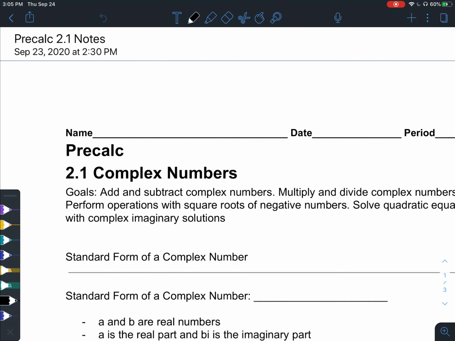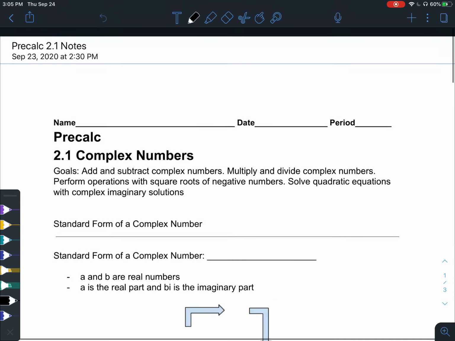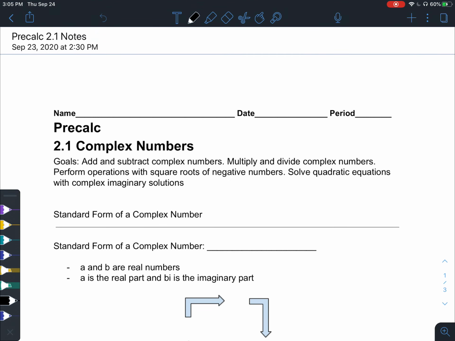Today we're going to be talking about complex numbers. Here are some of our goals: to add and subtract complex numbers, to multiply and divide, perform operations with square roots of negative numbers, and then solve quadratic equations with complex imaginary solutions.